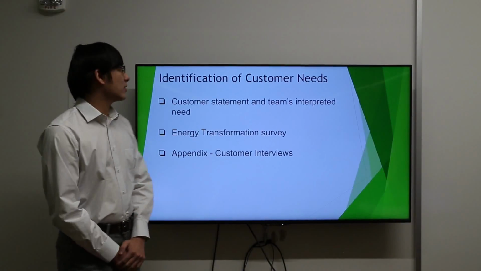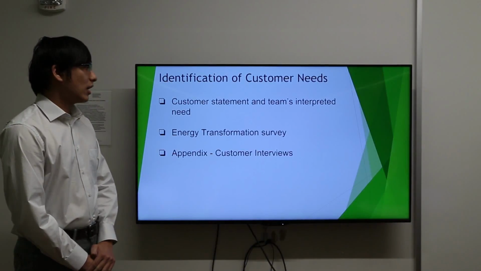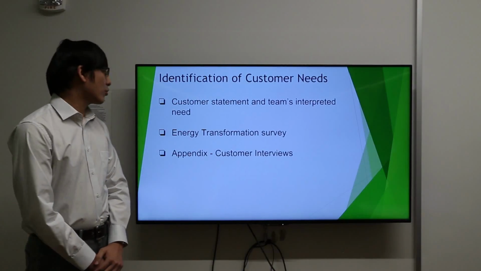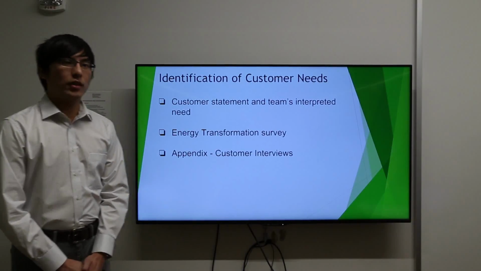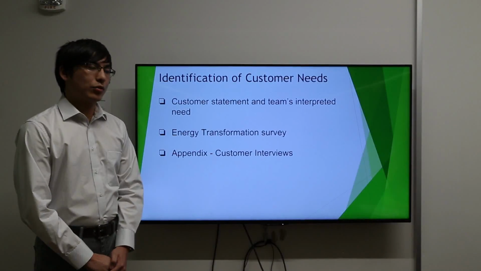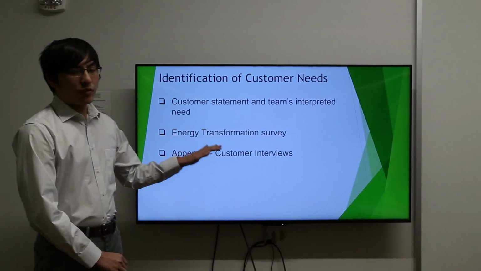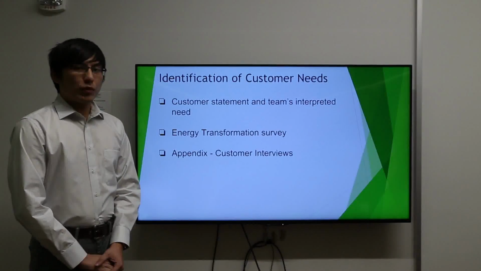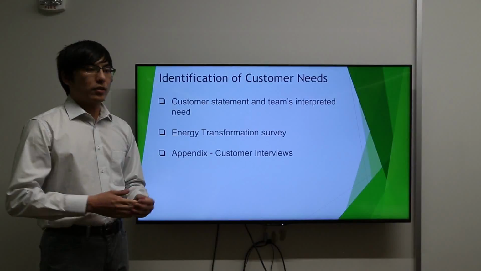Alright, so right now we are at identification of customer needs. In this part, we include 3 major sections. First one is customer statement and team's interpreted need. In this part, we conducted 6 surveys. We gave them to our potential customers, which include 3 high school students and 3 high school teachers. In the next part, the energy transformation survey, we get a conclusion from all the surveys we conducted, and we gave a rank of what's more important in our customer needs survey.